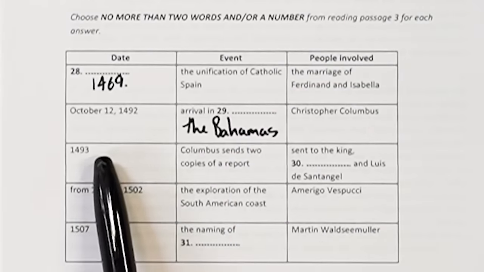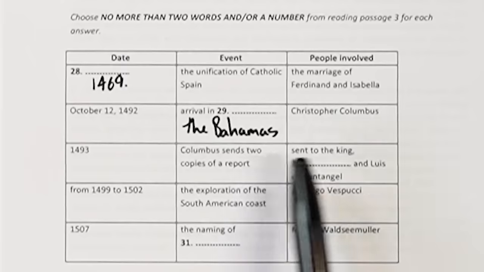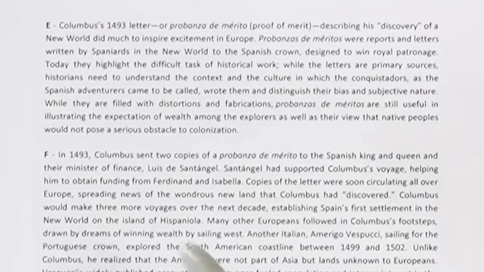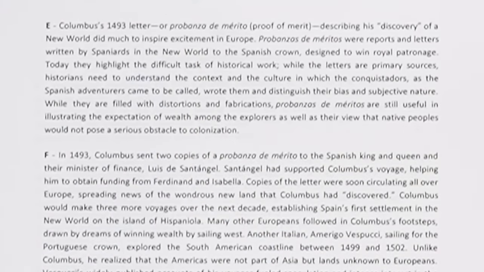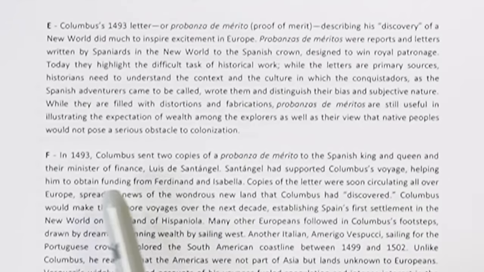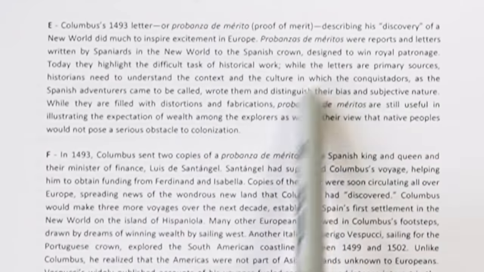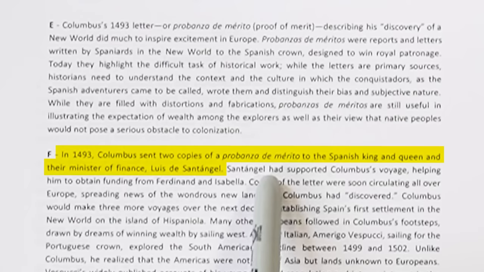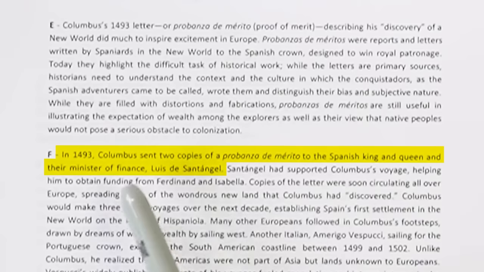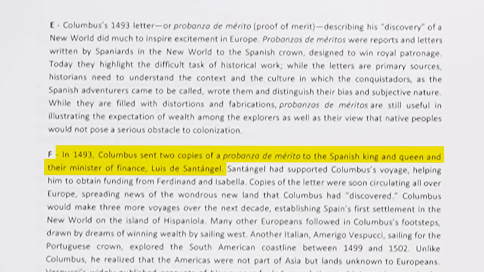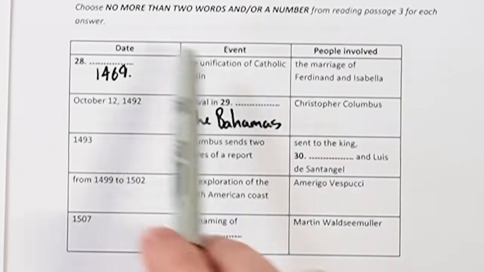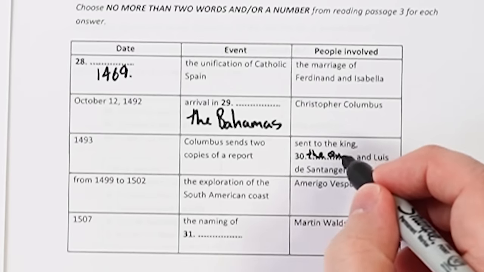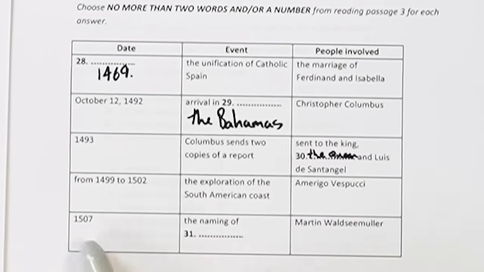Okay, 1493, Columbus sends two copies of a report sent to the king. Okay, so let's find 1493. We have it here, Columbus's 1493 letter. So he sent it to Louis. Who else did he send it to? Okay, so it's not here, there's nothing here. And it's actually because in 1493 he sent two copies of something, Probanza de Merito, to the king and queen and their minister of finance, Louis. Oh, so it's minister of finance to the king and queen. No more than two words. So sent to the king and the queen. So you can skip this one.